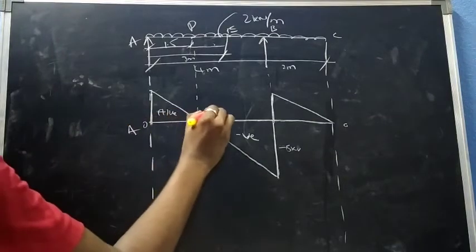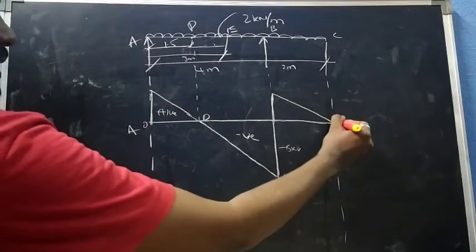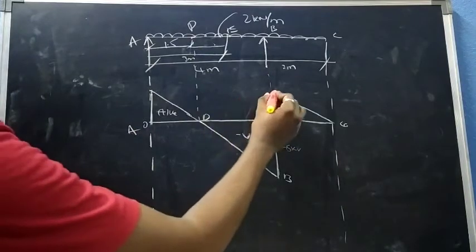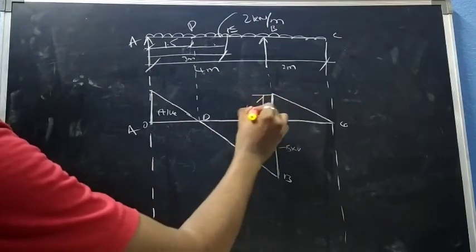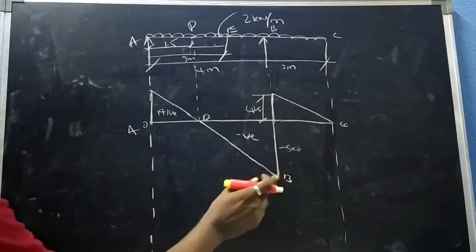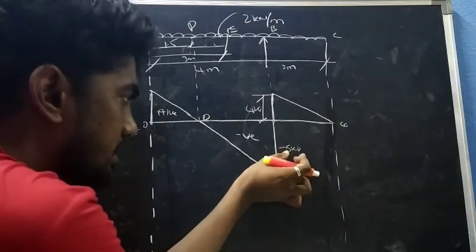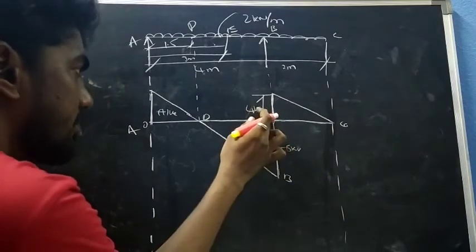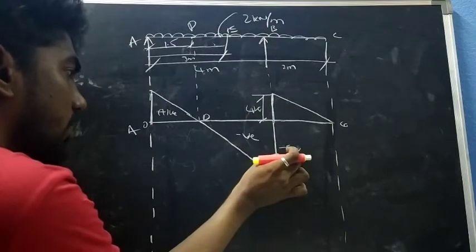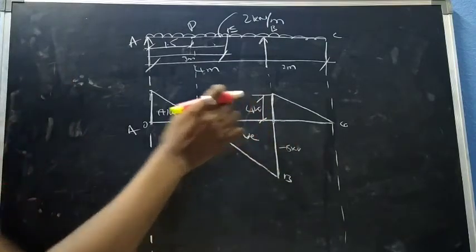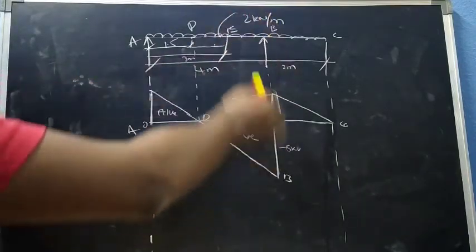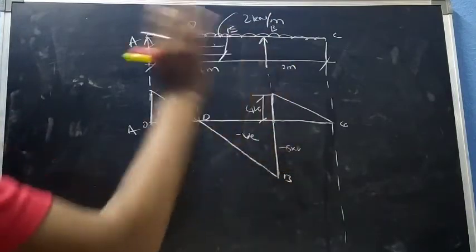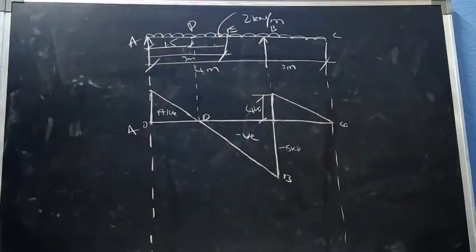Let's say A, D, B and C. So this will be 4 kilonewton. I will repeat it again. This is B1 and this is B2. So at B1 we got minus 5 and at B2 we got 4. That is why it is changing the sign, because from 0 it is going into positive, right? Shade this part.